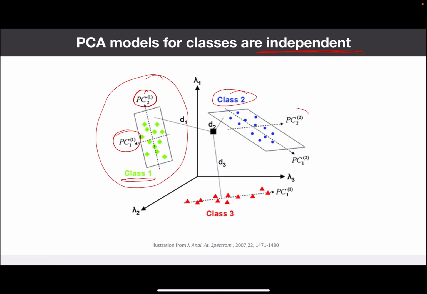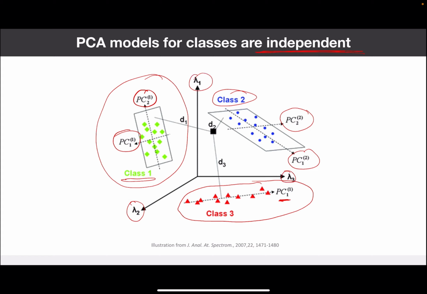In this case, you can see I also use two components, but they are oriented in a different way, right? Then I use class 3. Again, it's independent from class 1 and class 2. And in this case, you can see I use only one component. So the number of components in SIMCA models can be different because they are completely independent. However, all these models, as well as all these objects, share the same variable space, right?